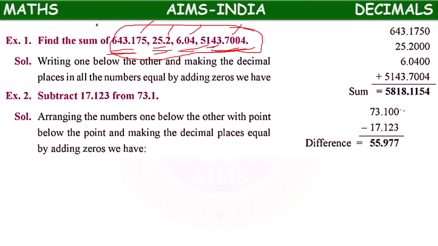From 0 we cannot remove 3. We can borrow 1 like in normal subtraction. From 10, 3 goes, means 7. Here 9 will be there. 9 minus 2, 7. Here 0 will be there. Again we will take 1 borrow. 10 minus 1, 9. Here 2 will be there. 1 borrow. 12 minus 7, 5. Here 6 will be there. 6 minus 1, 5. Like that, we can subtract or add decimal numbers.